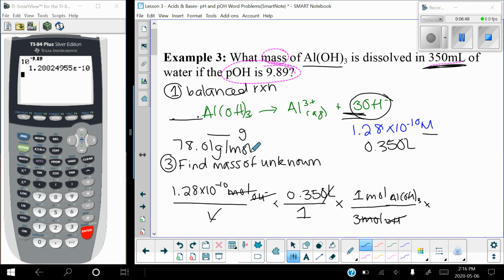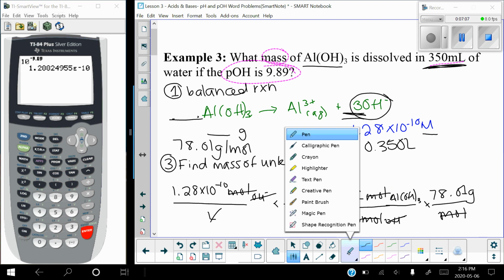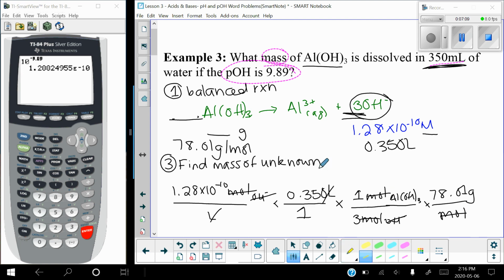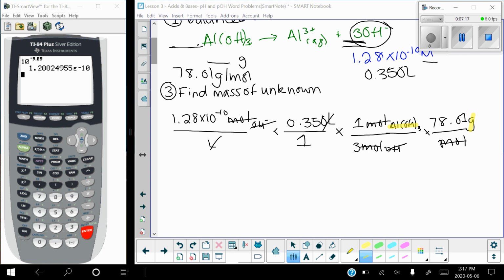Okay, so I'm going to go ahead and multiply by 78.01 grams over 1 mole. Moles cancels out. Now let's see what we're left with. I recommend that you cancel out as you go along. You are left with grams of aluminum hydroxide. Perfect. Okay, so let's plug that into our calculator.